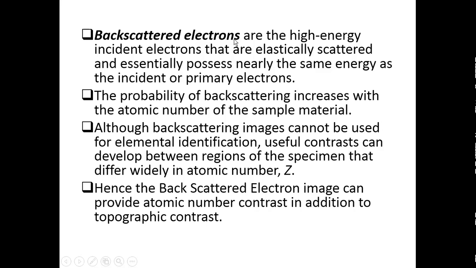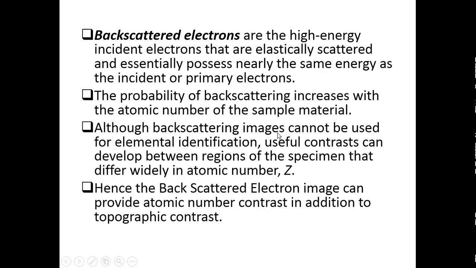Usually, backscattered electrons, which are actually emitted from the surface of the material, that is this sample, will have high energy, and that will always be almost similar to that of the incident primary electrons. The probability of backscattering increases with the atomic number of the sample material. If the sample material is a high atomic number material, then the probability of backscattering will be high. That is what it means. So it depends on the atomic number.